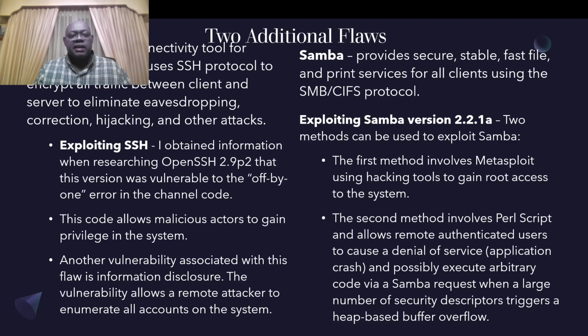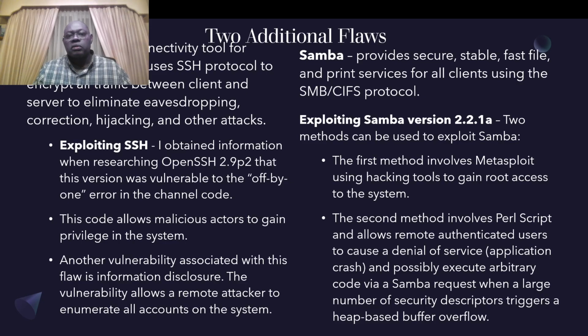When exploiting the SSH, I obtained information that the OpenSSH 2.9 version was vulnerable to the off-by-one error in the channel code. This code allowed malicious actors to gain privilege in the system. Another vulnerability associated with this flaw is information disclosure. The vulnerability allows a remote attacker to enumerate all accounts on the system.